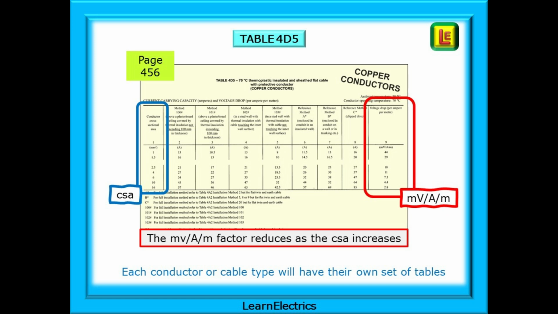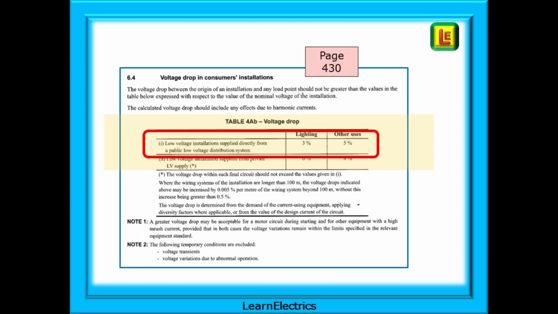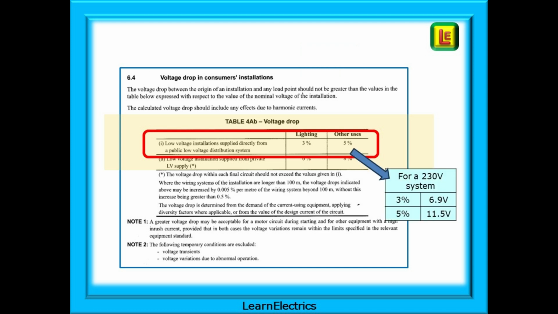Each conductor or cable type will have their own set of tables within the regulations. We will need something to compare the results to, and this is table 4AB on page 430. It tells us the maximum voltage drop permitted as a percentage of the supply voltage. For a nominal supply voltage of 230 volts, 3% equates to 6.9 volts, and 5% is 11.5 volts. A voltage drop in excess of these figures is considered unacceptable.